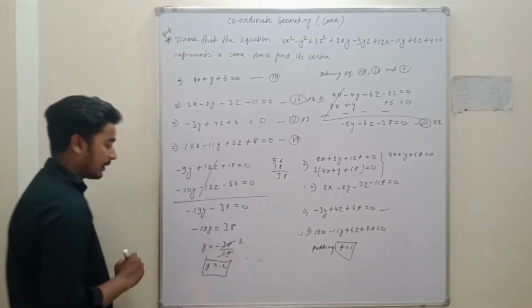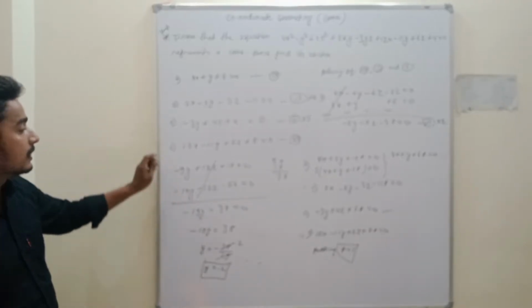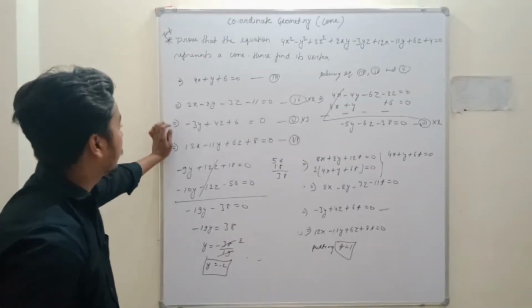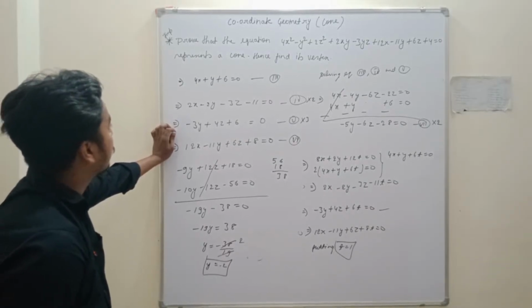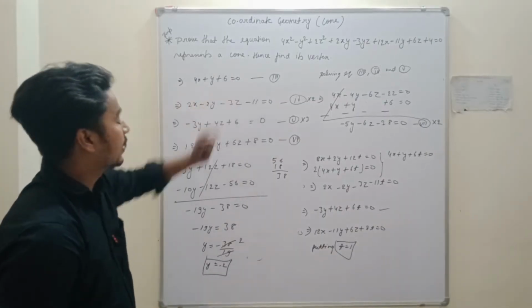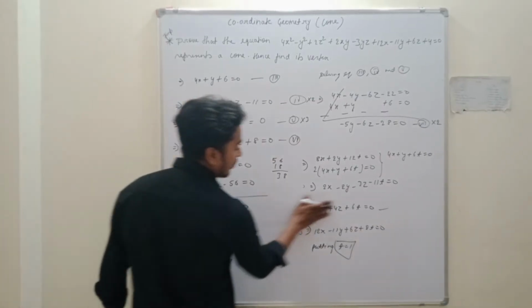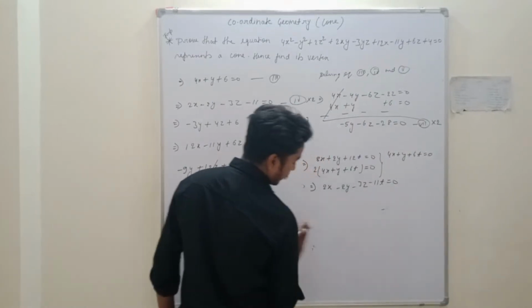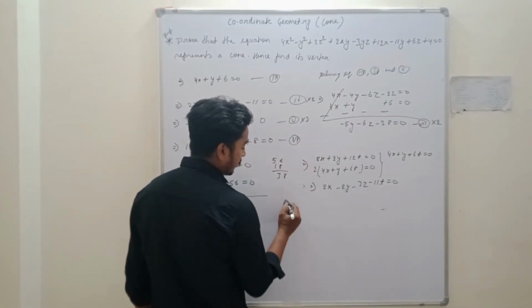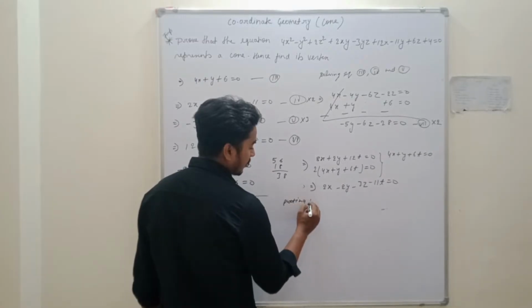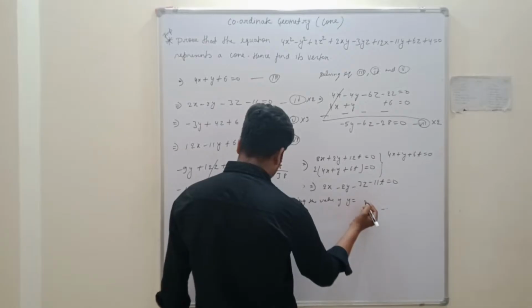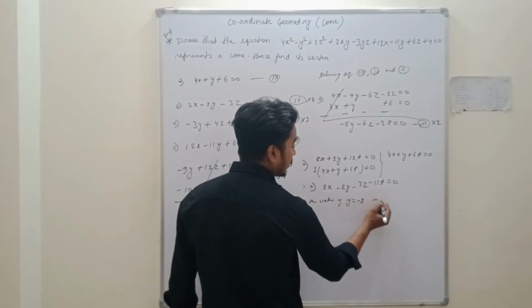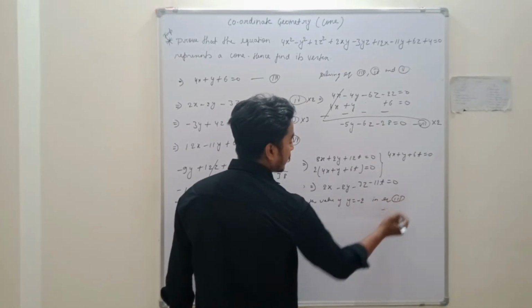First we have to calculate the value of y here, then we have to put the value of y once again, putting the value of y in equation third. Putting the value of y is equal to minus of 2 in equation third.